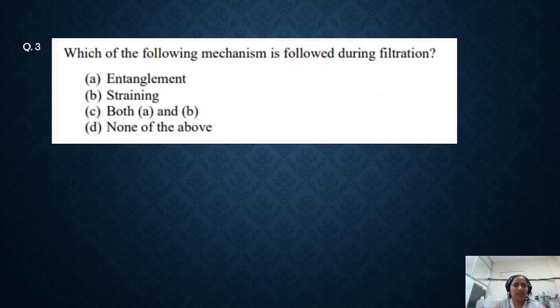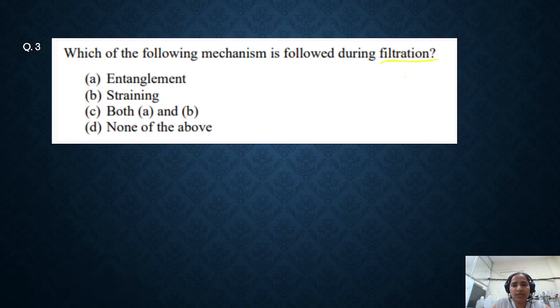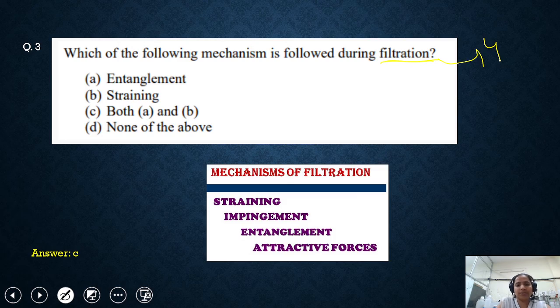Now let's read the third question. Which of the following mechanisms is followed during filtration? So they are asking about the filtration mechanism. All these things you have studied in your last session. There are four different mechanisms for filtration. First one is straining, second one is impingement, third one is entanglement, and fourth one is attractive forces. These are the different mechanisms of how filtration occurs.